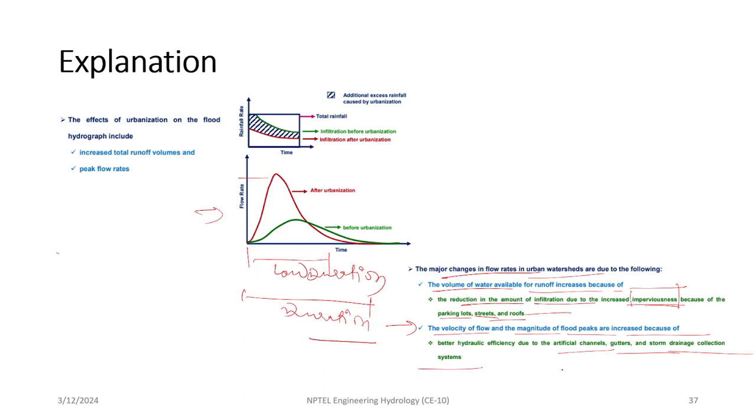Because of these kinds of artificial structures you can observe a high flood peak as well as high velocity. So in summary it has been mentioned that the effect of urbanization on the flood hydrograph includes increased total runoff volume as well as increased peak flow rates, both cases. Got it?